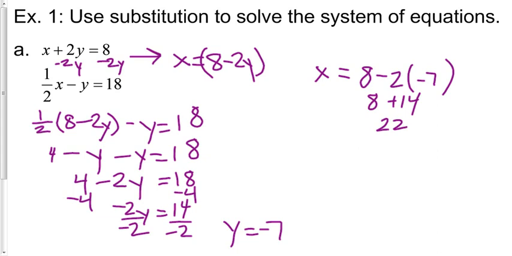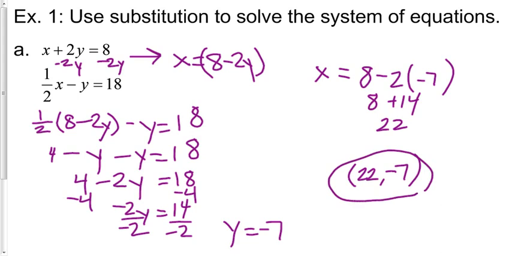Okay, so now finally you're going to write your answer as an ordered pair. So the x value always comes first. X is 22, y is -7. So you've got to remember that. It's not the order that you found your answers. It's the x value first, the y value second.